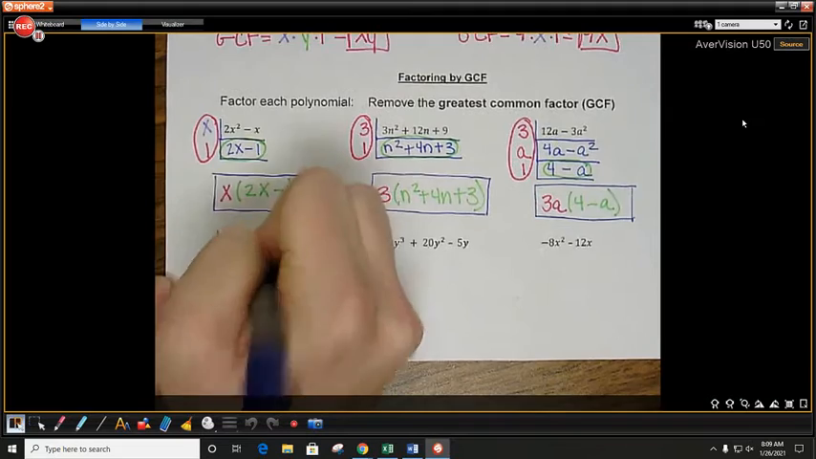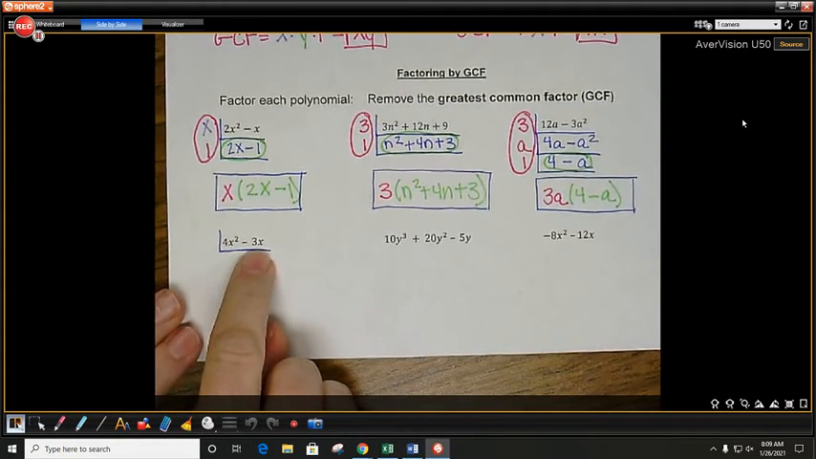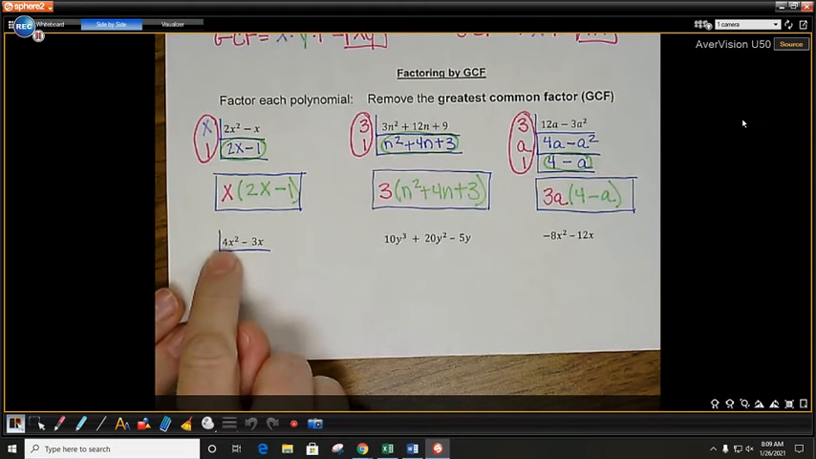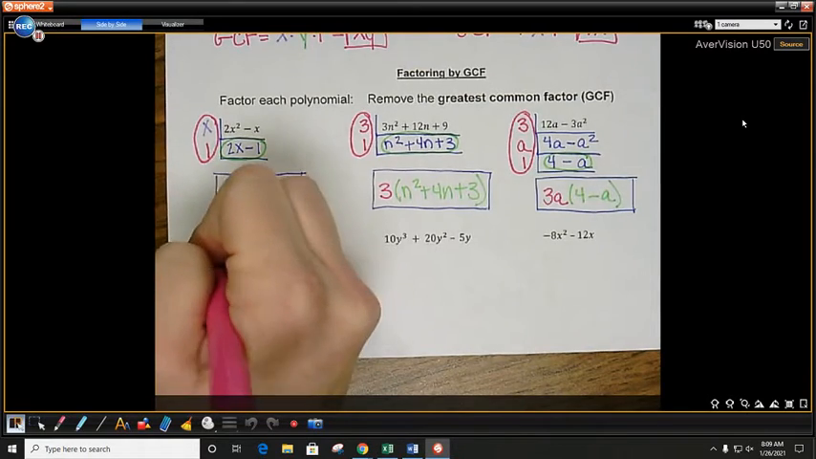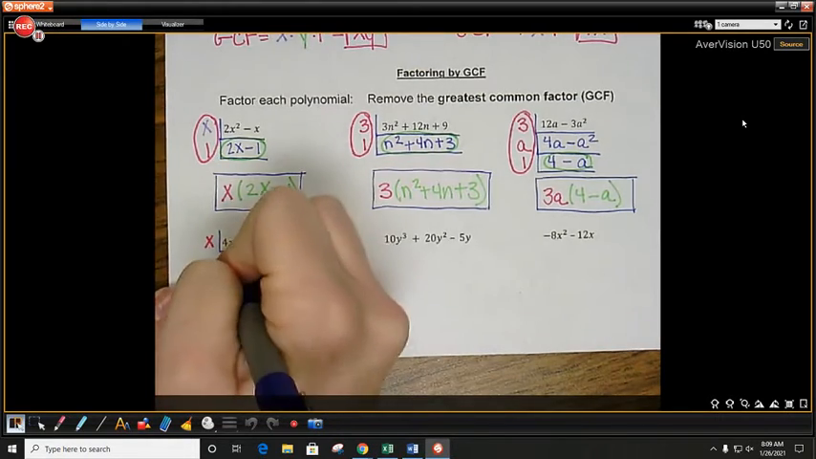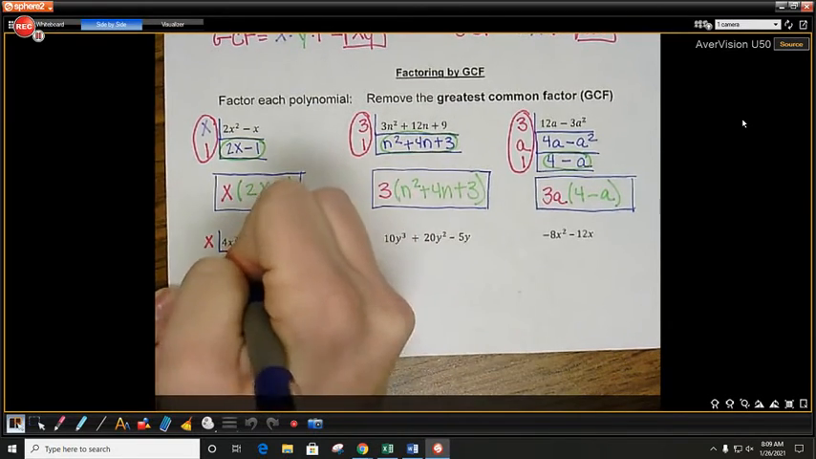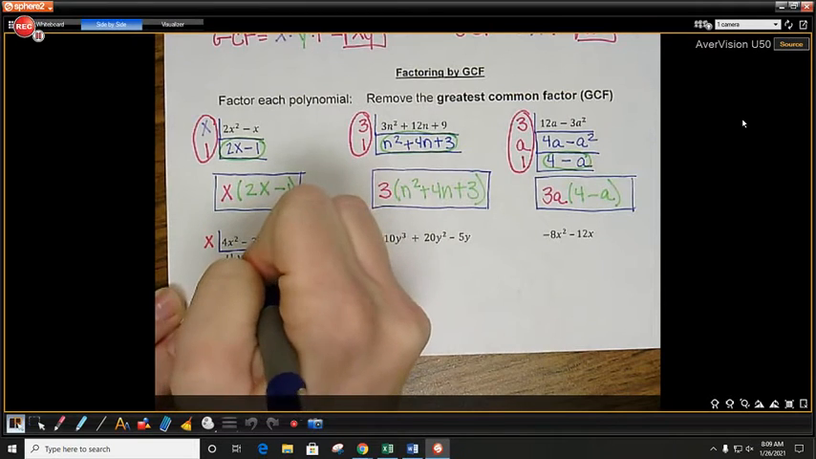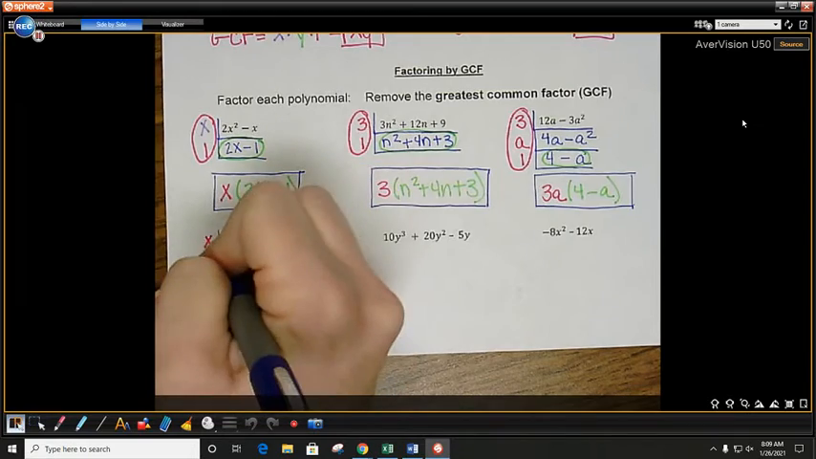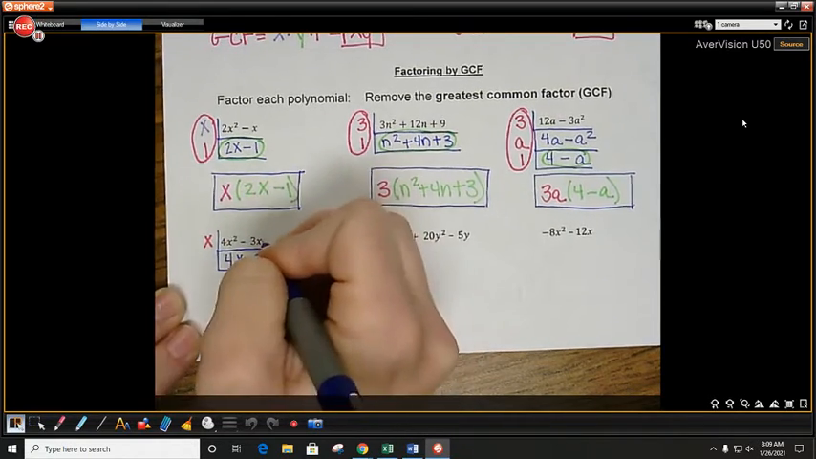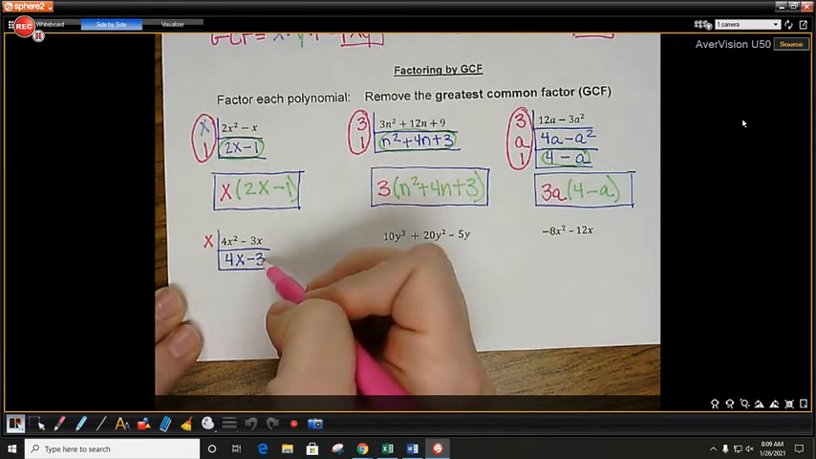Always look at your coefficients first. 4 and 3 don't have a common factor other than 1, so let's move on to our variables. X squared and x, they both have an x, so I can take an x out. Drop your coefficient down. If you have an x squared, that means you have 2 of them, but you took 1 out, so now I only have an x. Drop your coefficient down, so minus 3. You have an x, but you took an x out, so there's not going to be an x attached to that 3. You had 1, but you took it out because it was a common factor. Now I have 4x and negative 3.